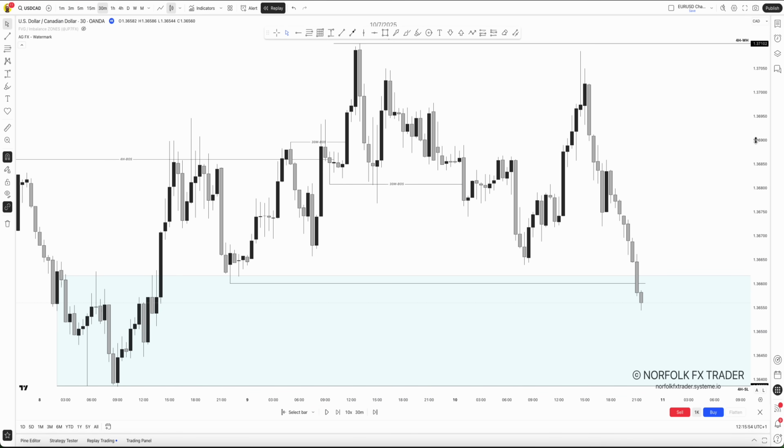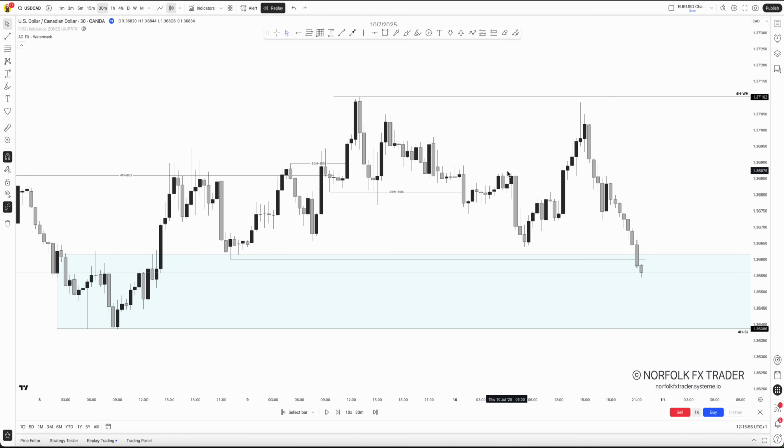Again, if you're not sure on how I'm marking these up, watch the previous video. It's going to be at the end of this video, and I go through step by step exactly how you can mark up this structure. And now we're going to look at the next breakout, which is this one. We have a valid pullback. You have another break of structure bearish.